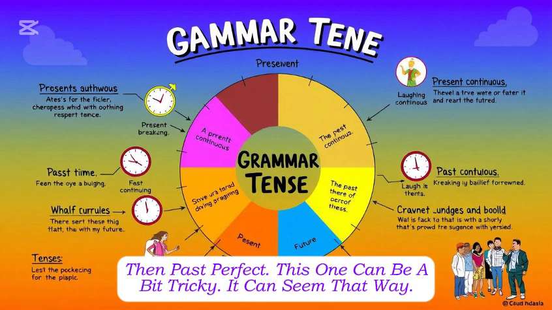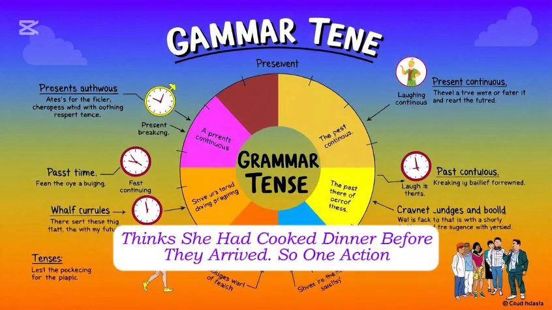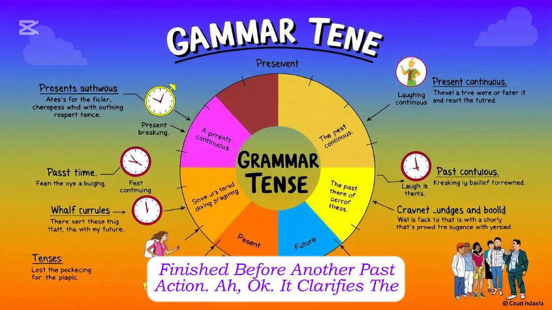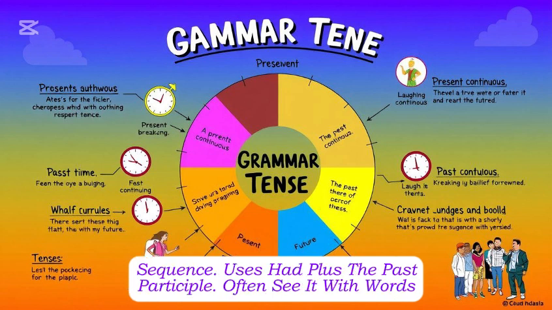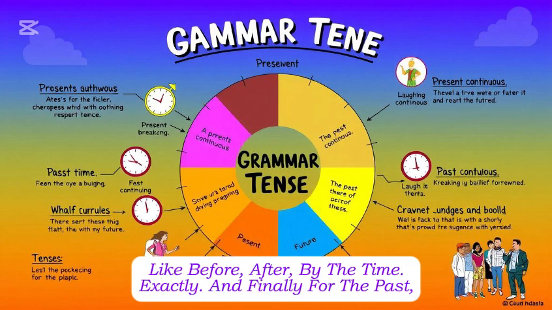Then past perfect. This one can be a bit tricky. It can seem that way. Think, she had cooked dinner before they arrived. So one action finished before another past action. It clarifies the sequence. Uses had plus the past participle. Often you see it with words like before, after, by the time.